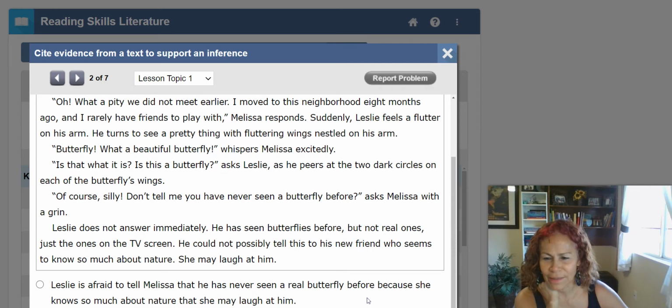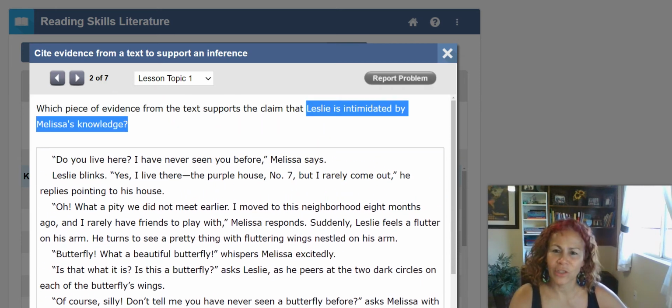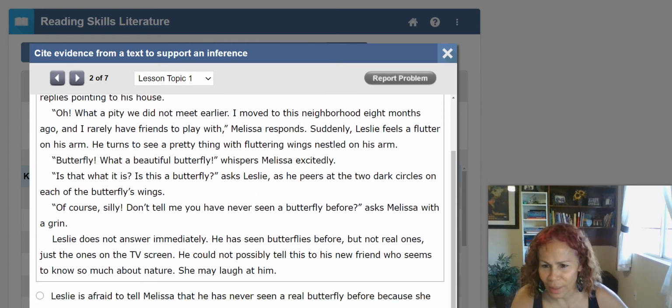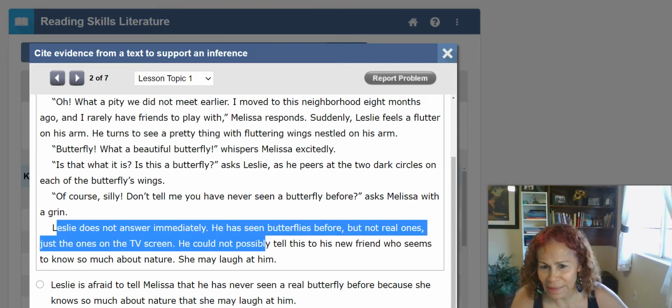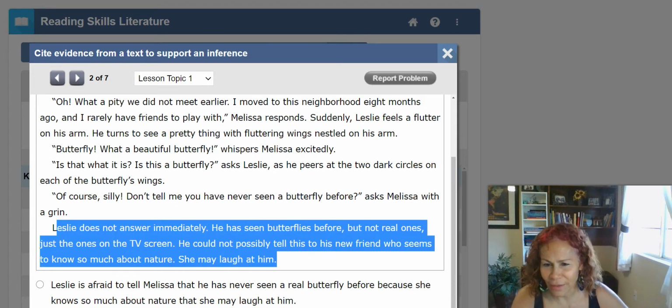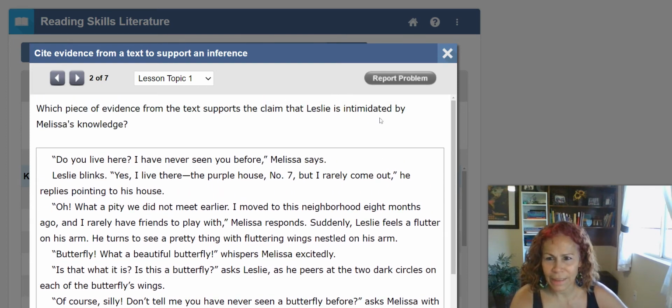Okay, so that is the text. Now let's take a look at the question again. I'm looking for the evidence that supports the claim that Leslie is intimidated by Melissa's knowledge. All right, do you remember this part when Leslie doesn't answer immediately? He's scared. He's scared that Melissa is going to think he's silly and she's going to laugh at him. So this is the evidence that tells me that Leslie is intimidated by Melissa's knowledge.